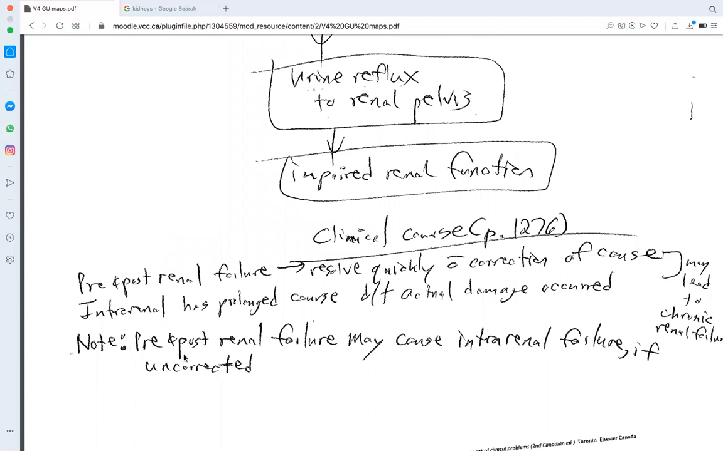Although pre and post renal failure are easier to treat in most cases and to resolve, they can lead to chronic renal failure, intrarenal failure as well.